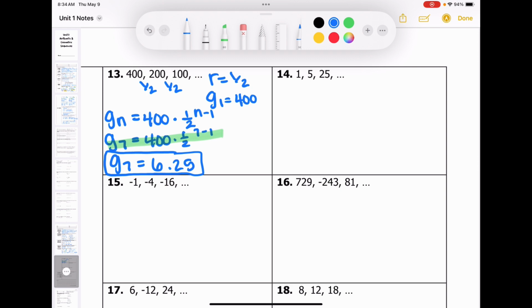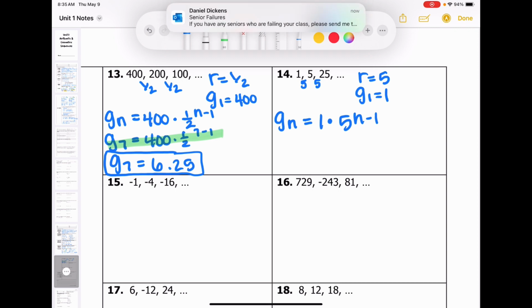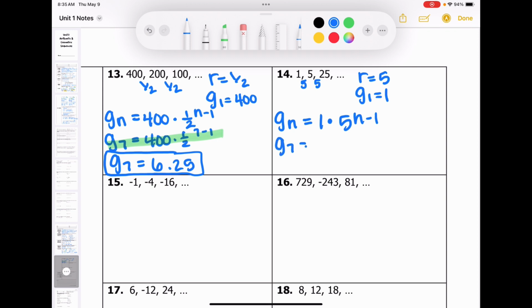All right, number 14, we have 1, 5, 25. Okay, so when I divide these numbers by each other, I get 5 both times. So my R value is 5, and my G1 value is 1. So I get Gn equals 1 times 5 to the n minus 1 power. Then I want to find G7, so 1 times 5 to the 7 minus 1 power. When I type that in my calculator, I get 15,625.